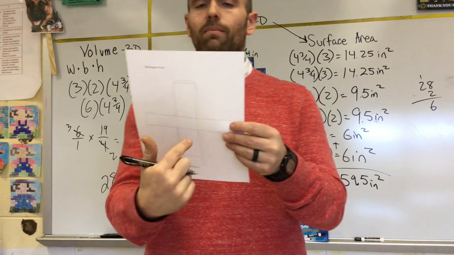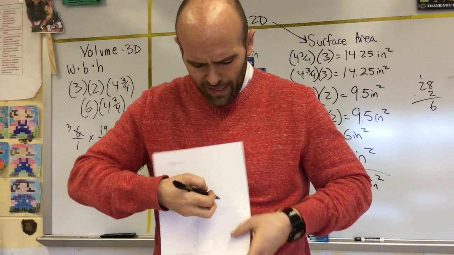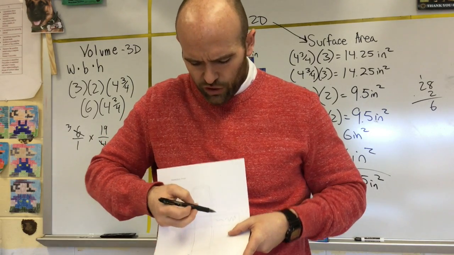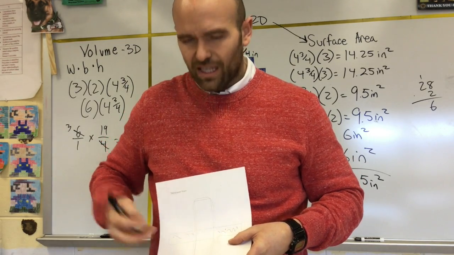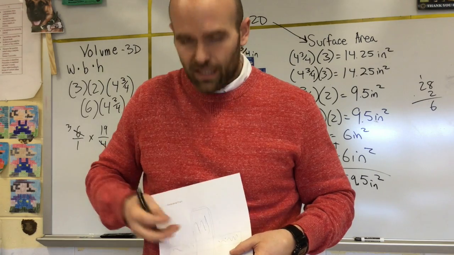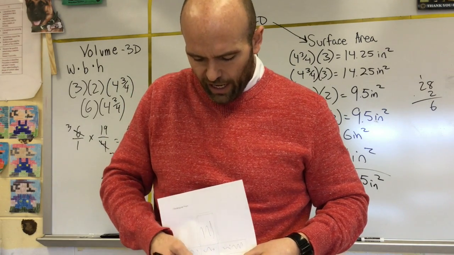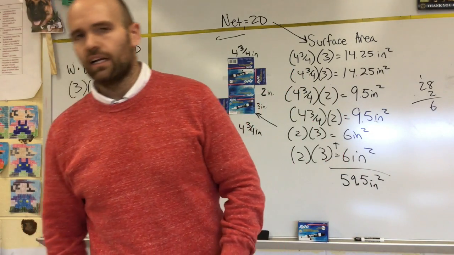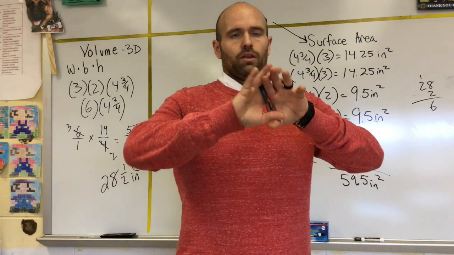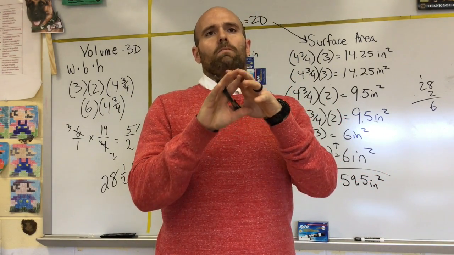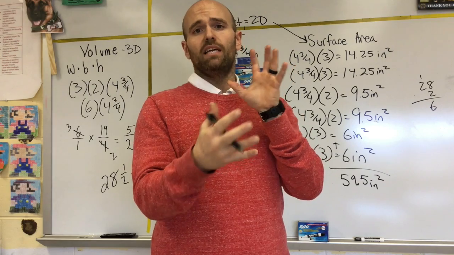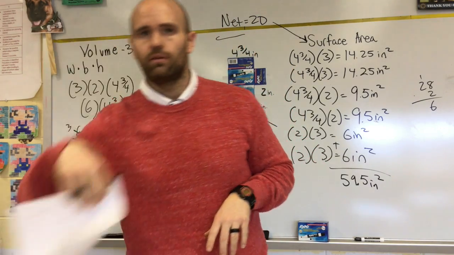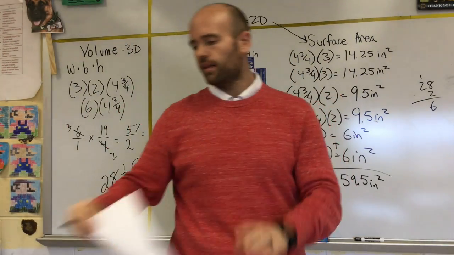So you want to do all your measurements. You want to find the area of each different shape. So the area of this, add them together. The area of this, add it. And you're looking at a three-dimensional shape that we're making 2D, making a net. This is your net, and then we'll fold it all together and make three-dimensional.